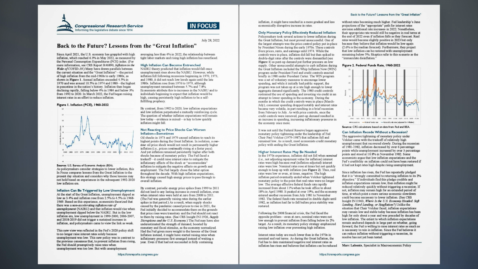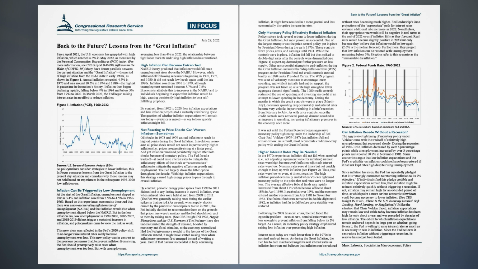See CRS Insight IN11926, Supply Disruptions and the U.S. Economy. The Fed may have also underestimated the strength of demand, boosted by monetary and fiscal stimulus, as the economy normalized. Had the Fed given more weight to the lessons of the Great Inflation instead, it might have started raising rates when inflationary pressures first emerged instead of waiting a year. Even if that had not succeeded in fully containing inflation, it might have resulted in a more gradual and less economically disruptive increase in rates.